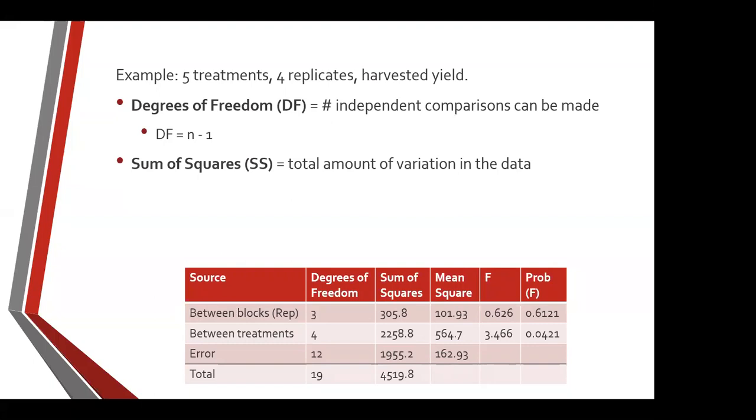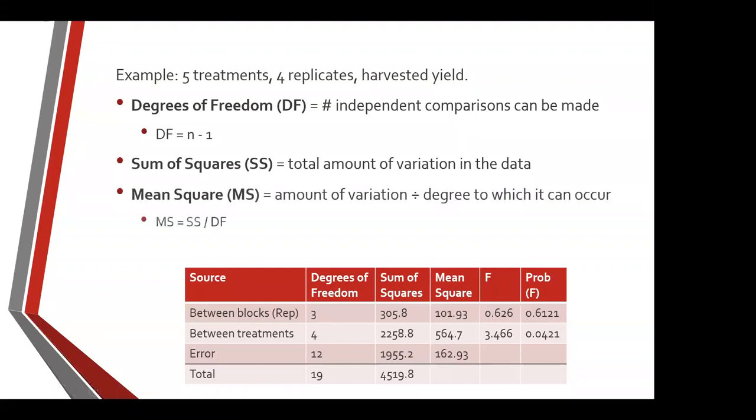Then that next column is the sum of squares. And so that represents the amount of variation in the data. And again, we're splitting that up into each source that we're listing out in the AOV table. We're really splitting up by the blocks or the replicate, between the treatments, and then that experimental error. And then we'll total that up there at the bottom.